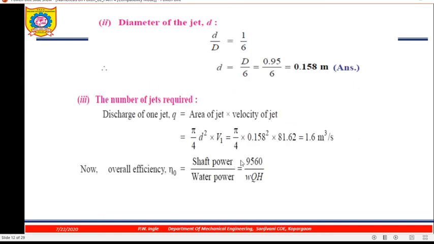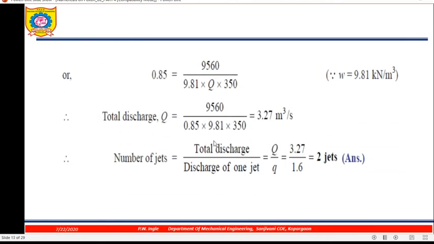So overall efficiency is shaft power upon water power. Therefore, 0.85 = 9560 / (9.81 × Q × 350). So your w is what? 9.81 kilonewton per meter cube. This is very important. w is rho into g. So total discharge is 3.27. Overall efficiency is given, so total discharge is this.